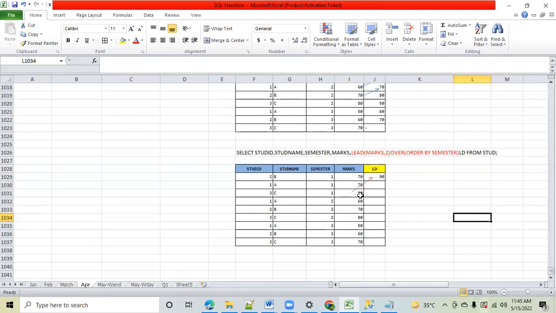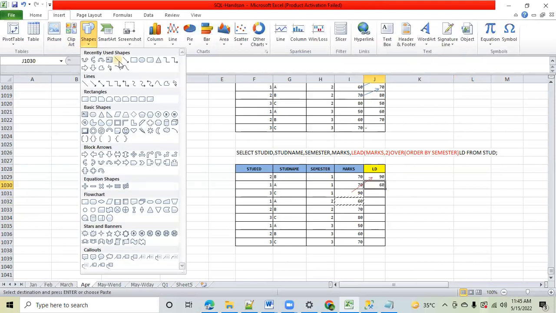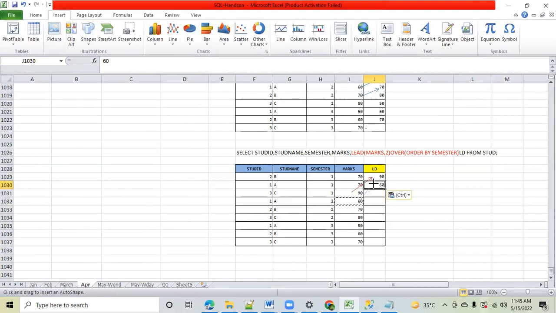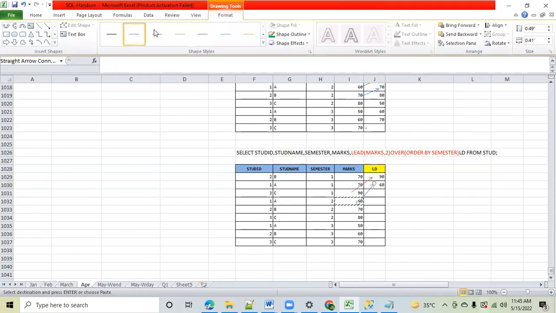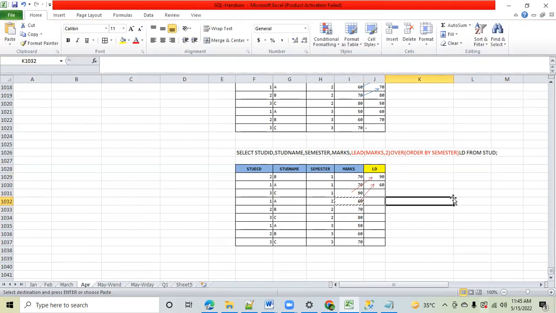You want to shift this towards the upward direction, or you want to lead this by 2 positions. This was the first position. This is the second position. Similarly, this 60 will be shifted to this position. Okay, so this will be shifted to this position. Hope this is clear.